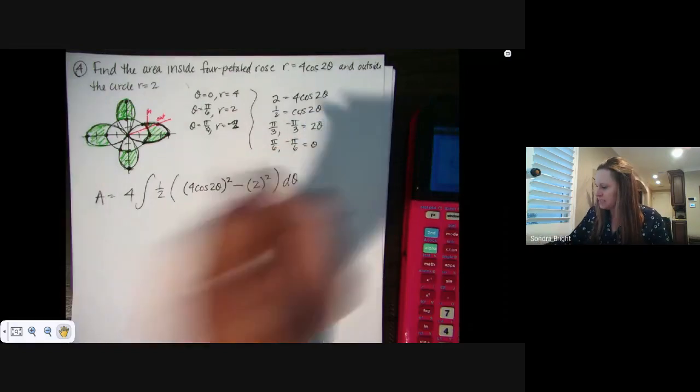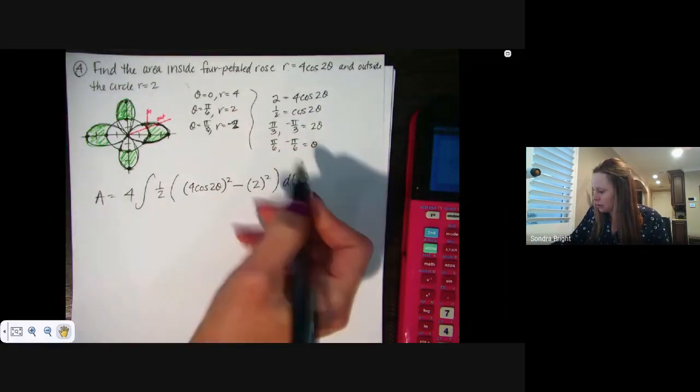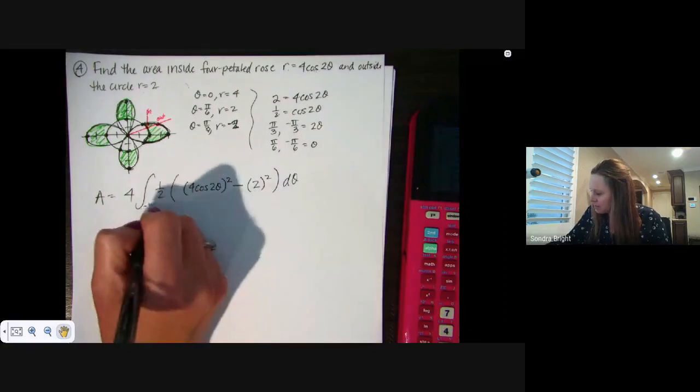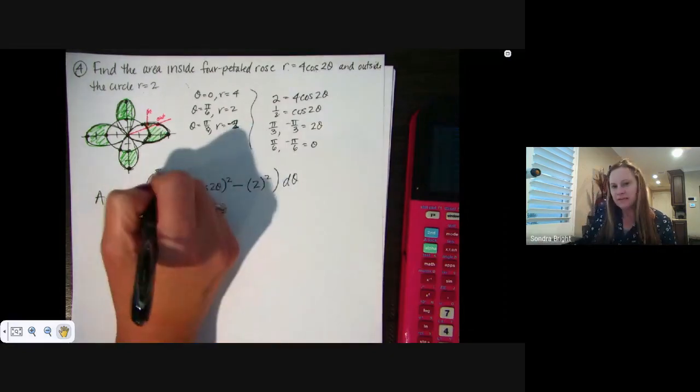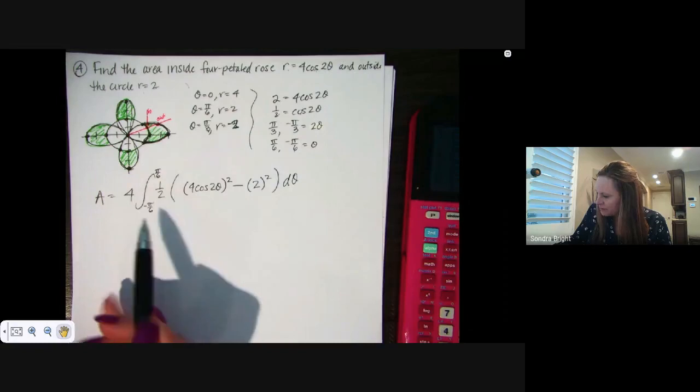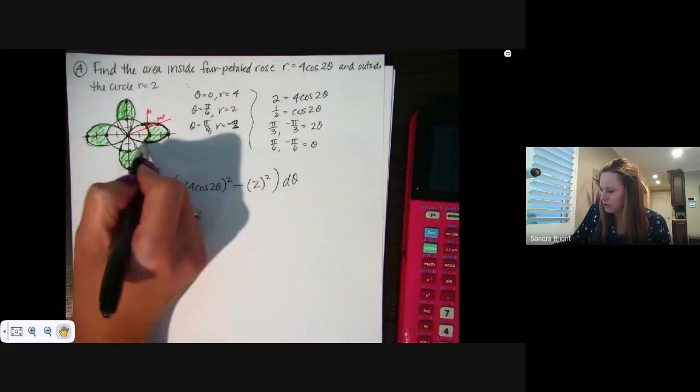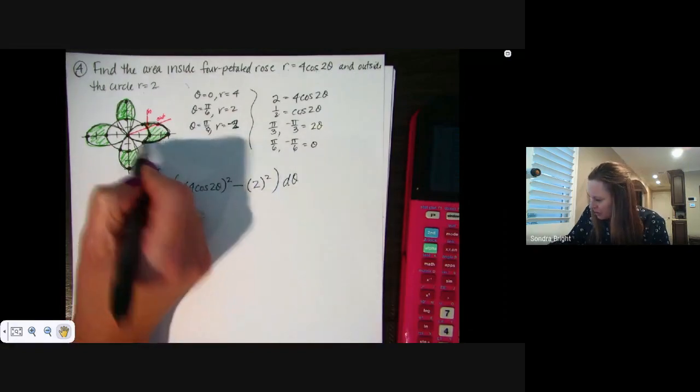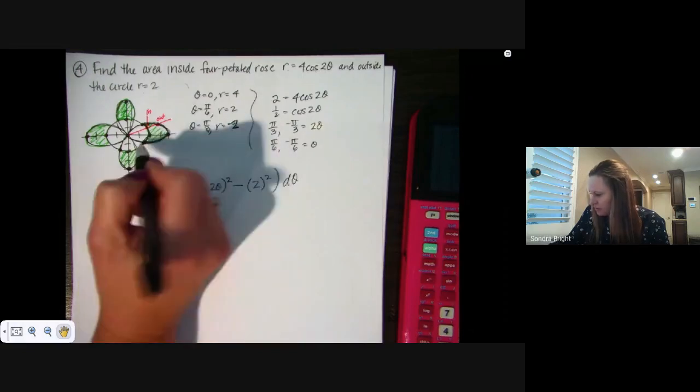Negative pi over 6 obviously is smaller, so that's going to give you your lower limit, and then positive pi over 6. And if you plug these values in, you'll see negative pi over 6 is what's going to generate the value of 2, and then it'll generate this part of the curve, just from there to there.